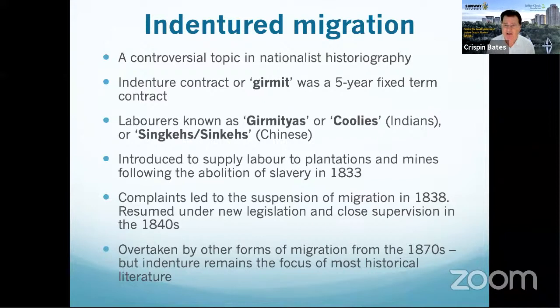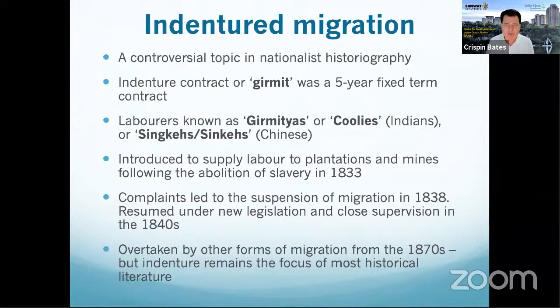By the 1870s, indentured labor migration had been overtaken by other forms of migration. But it nonetheless remains the focus of most historical literature because of its unusual nature, but most importantly, because it was overseen by the state, the colonial state. So there was a rich archive of material relating to indentured migration, and very little to be found in colonial archives relating to other forms of migration. In fact, it is said that indentured laborers of the 19th century are the most carefully documented movement of a group of workers anywhere in the world.